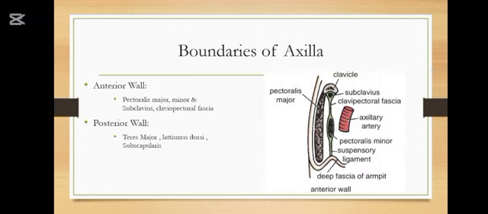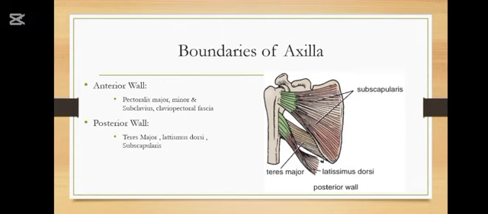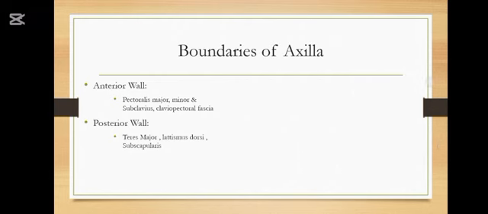In this diagram, you can easily differentiate the anterior wall, in which there is the pectoralis major muscle, clavipectoral fascia, subclavius muscle, and the pectoralis minor muscle. Then the posterior wall: the subscapularis muscle, teres major muscle, and latissimus dorsi muscle are present.